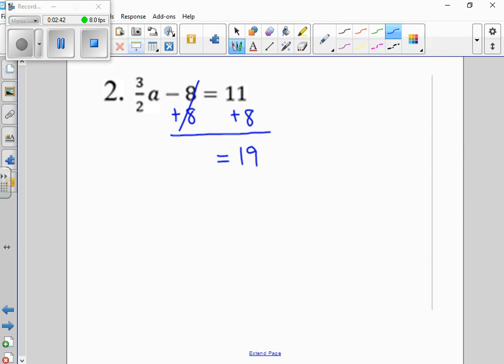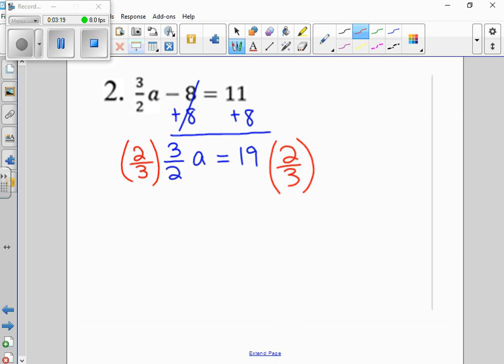What I see now is that I have 3 halves times a is equal to 19. Now, this could be done in 2 more steps. We can take care of the 2 since it's being divided by 2, and multiply by 2 on both sides. We can take care of the 3 since it's being multiplied by a, and divide by 3 on both sides. But what I'm going to do is do both steps at once. I'm going to multiply by the reciprocal. Remember, the reciprocal is flipping your fraction upside down. Keep in mind, whatever you do to one side of the equal sign, you should also do to the other.